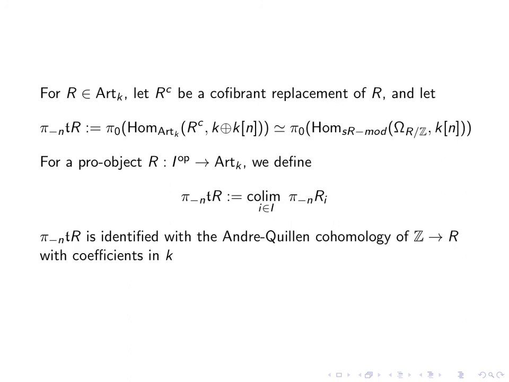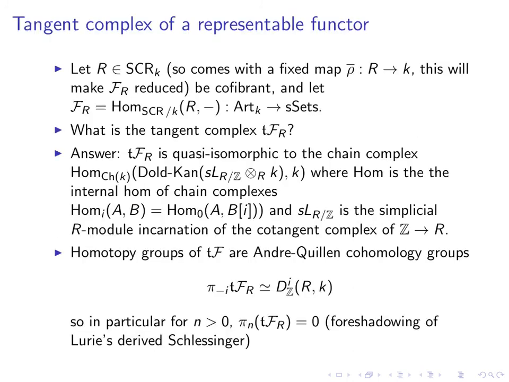Right now, TR is just notation, but we're going to relate it to the tangent complex associated to the functor given by R. Then we'll see that pi negative n is the homotopy group of that spectrum. So that's what we're going to do next.